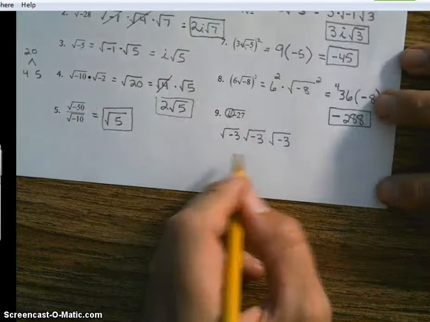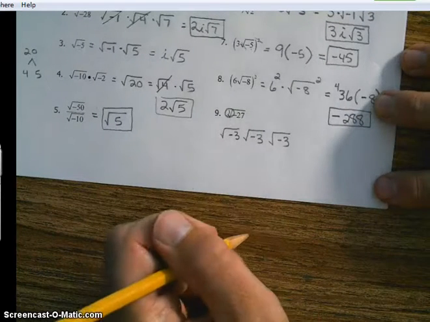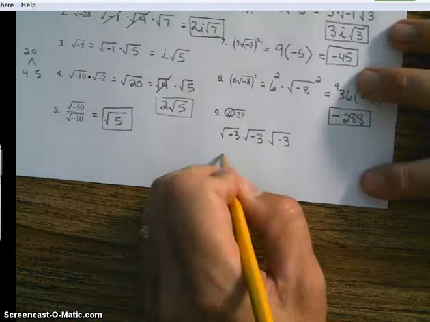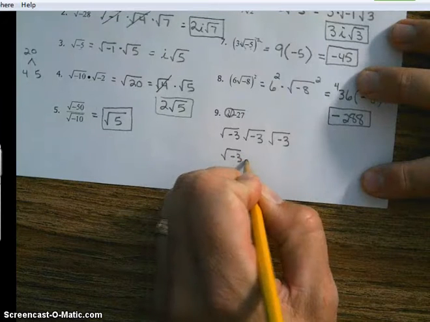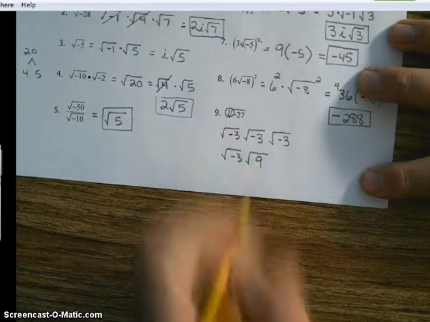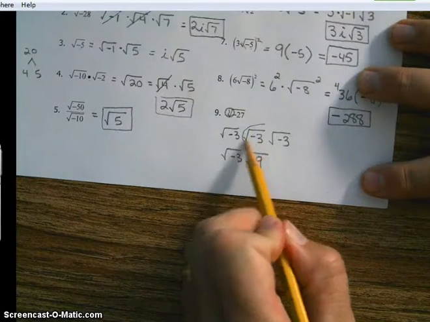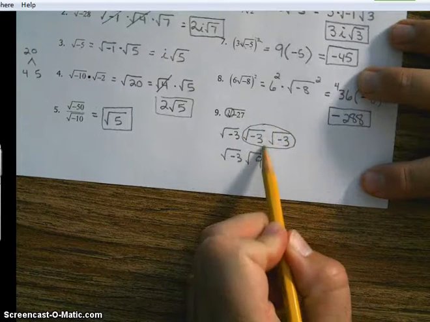So now what do we have here? We have the square root of negative 3 times the square root of 9. I went ahead and I combined these two together to get this.